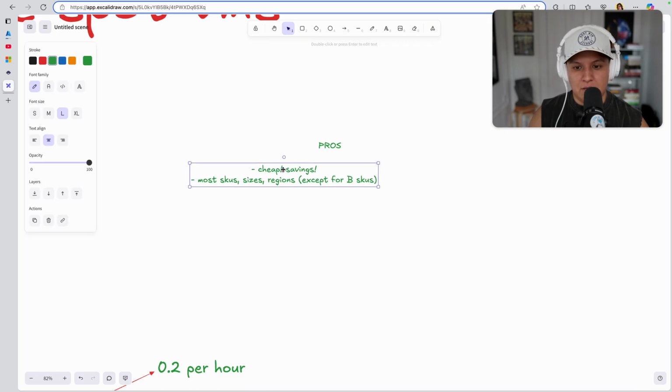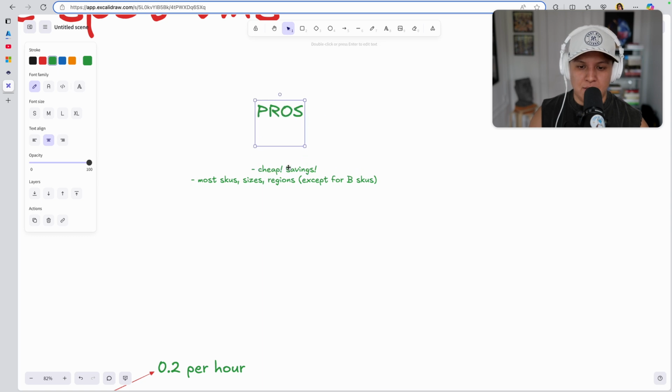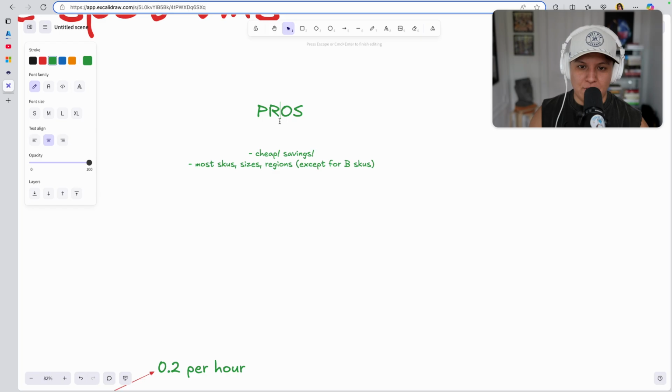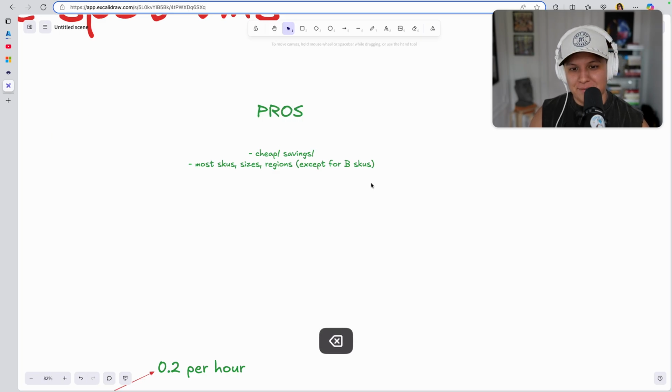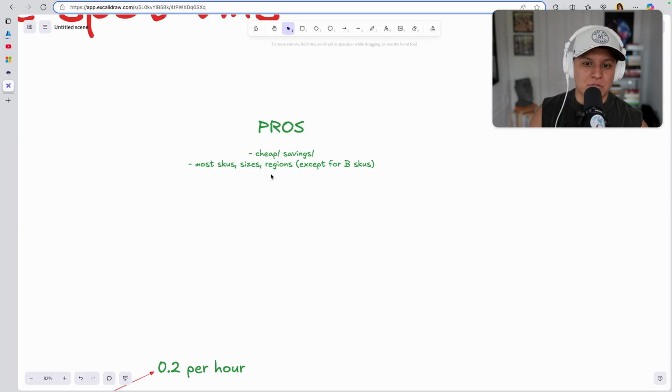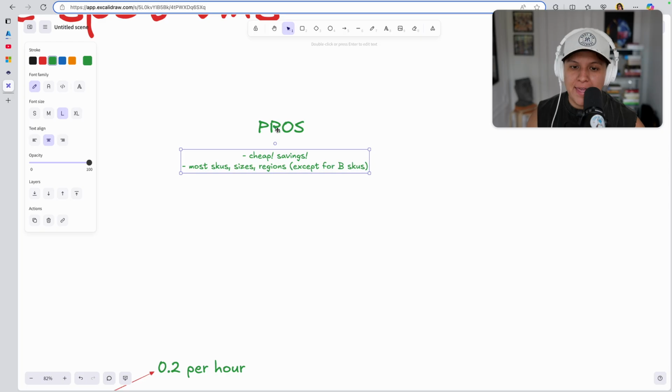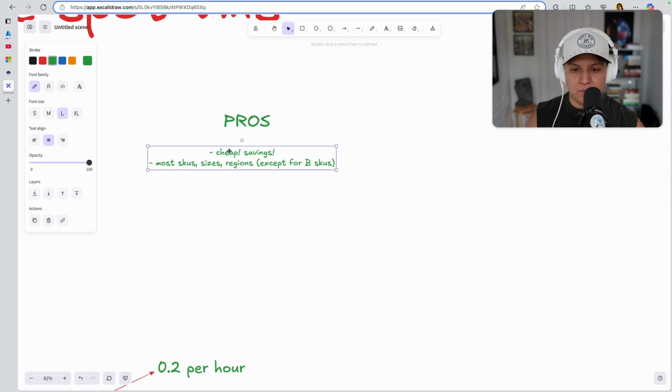And additionally, we can put this in here. Pros. Now we have this extra space in here and I don't like it. Okay, pros, there we go. Okay, pros. Most SKUs, sizes, and regions are available here for us. And what else? Let's keep those to the pros for now, right?